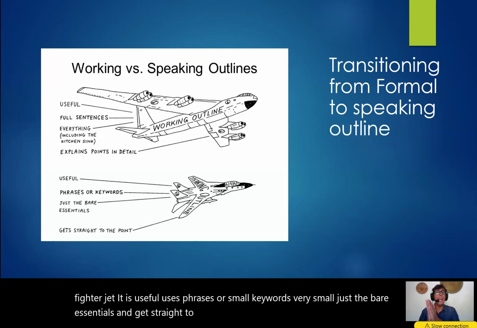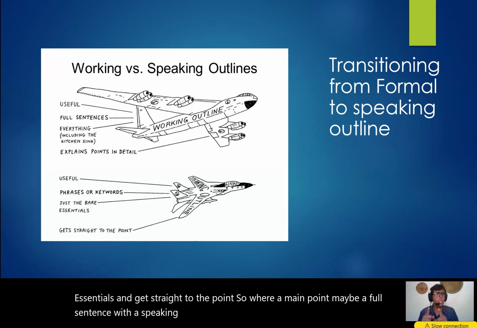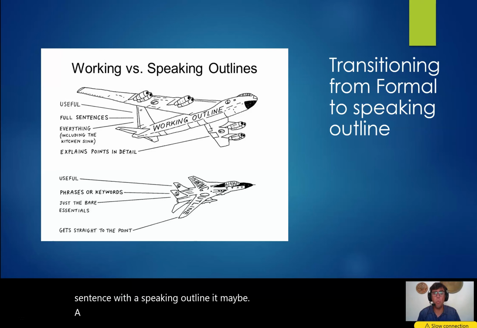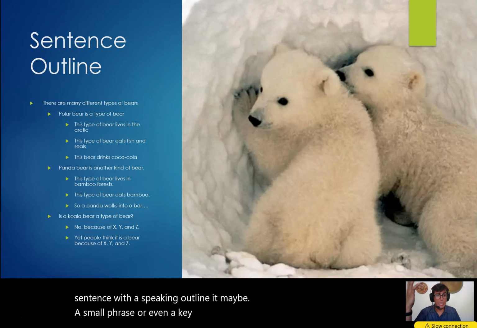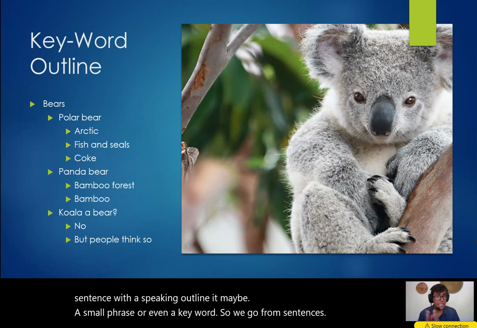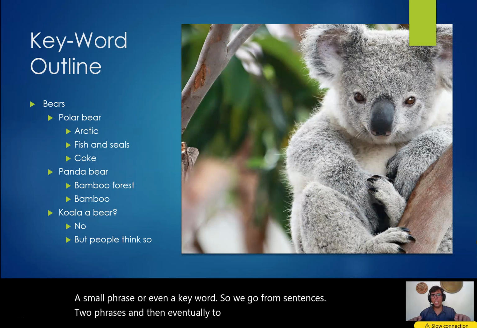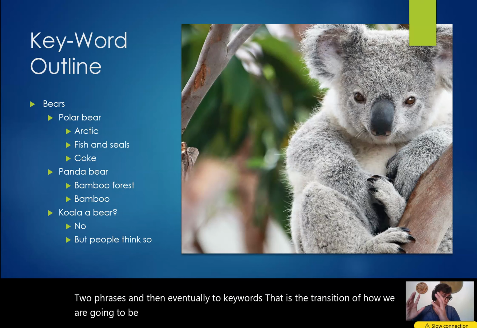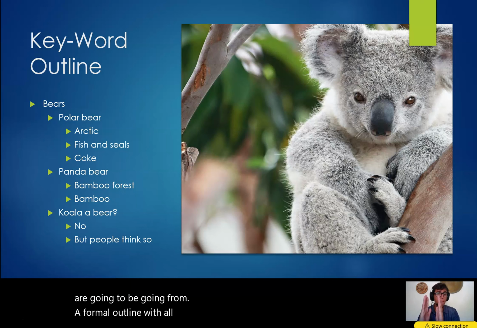So, where a main point may be a full sentence, with a speaking outline, it may be a small phrase or even a key word. So, we go from sentences to phrases and then eventually to keywords. That is the transition of how we are going from a formal outline with all this information to key phrases so that I'm like, oh, yeah, that's what that one means.